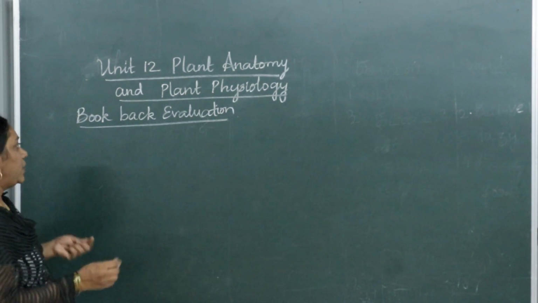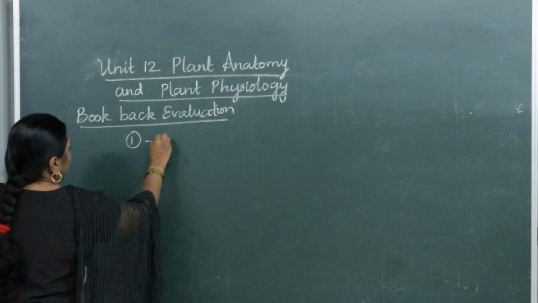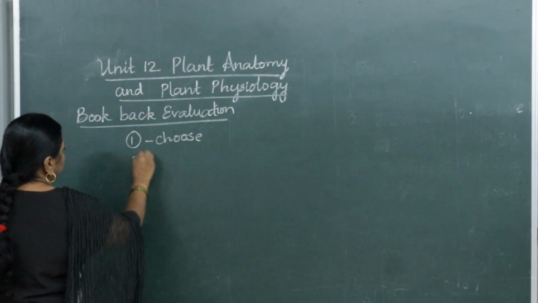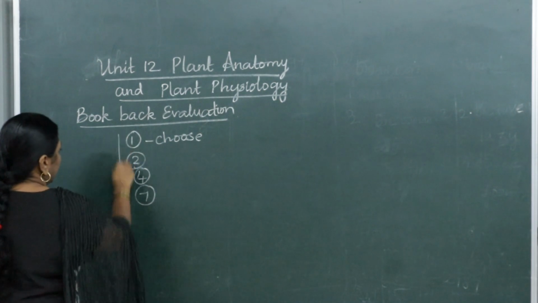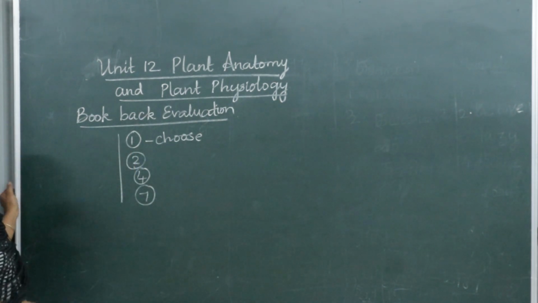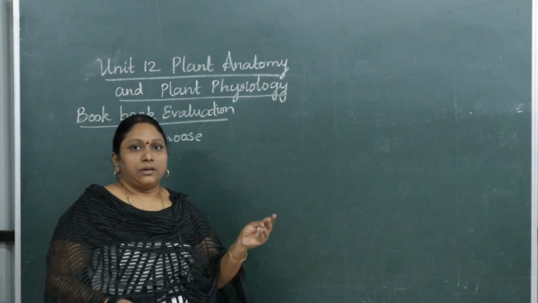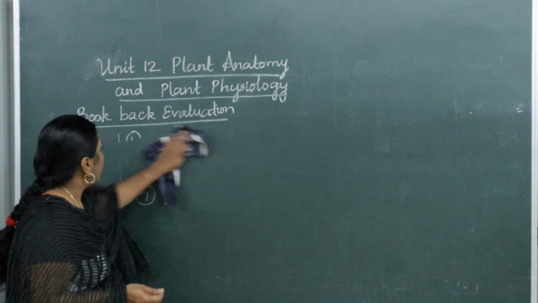As far as the blueprint of the science question paper is concerned, you may have 1 mark questions in the type of choose the correct answer, 2 marks, 4 marks and 7 marks. So this is the mark allocation. For this we will write for 75 marks and we will see the unit 12 book back evaluation now.